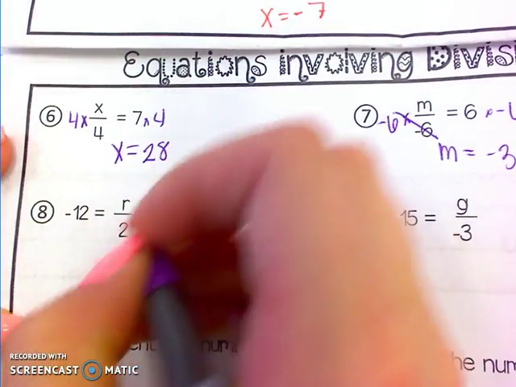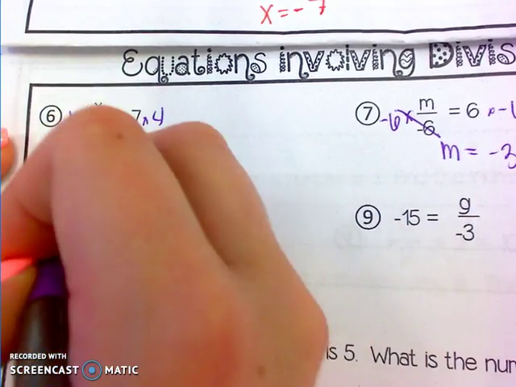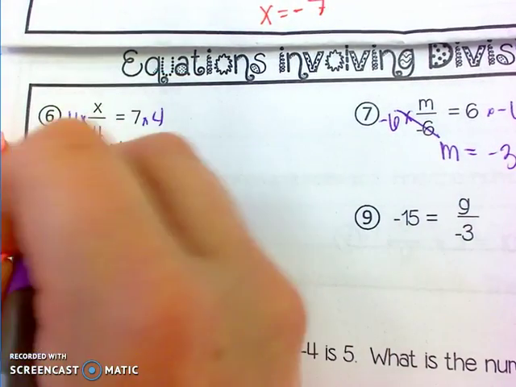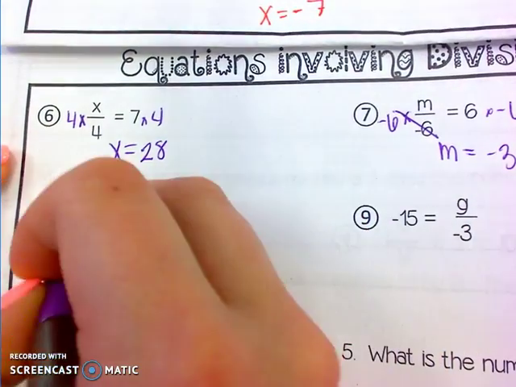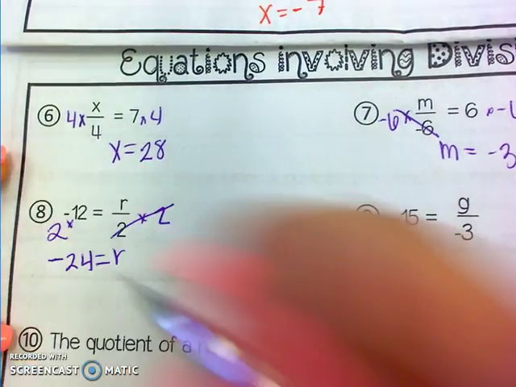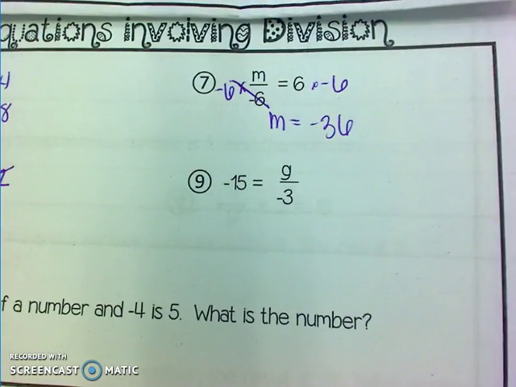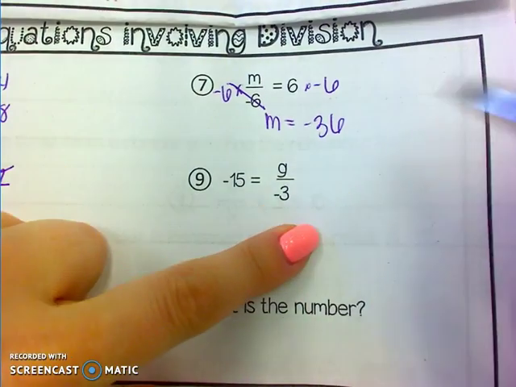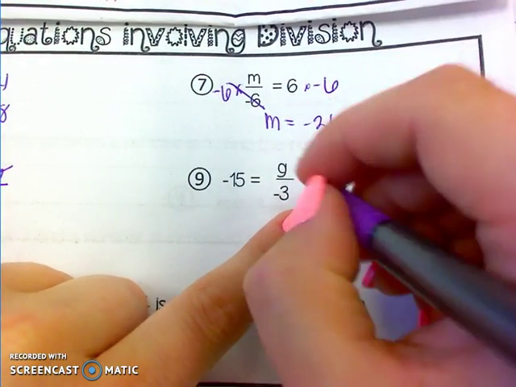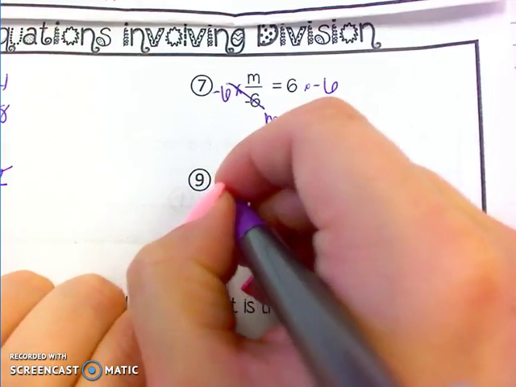Multiply by 2. I'm trying to get rid of whatever's with the variable. R equals -24. And then this one, number 9, I need to multiply by -3.